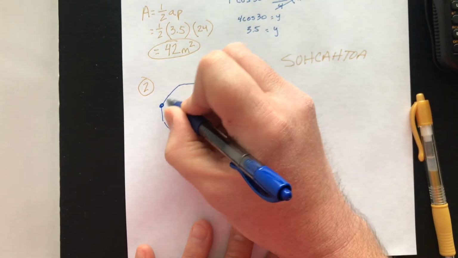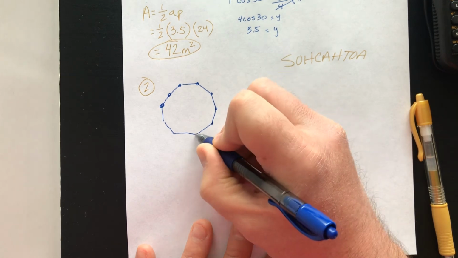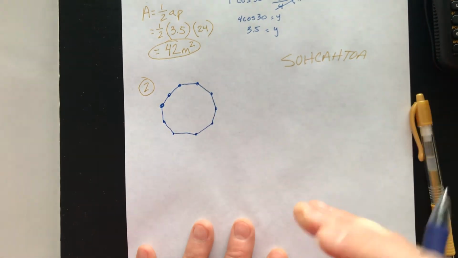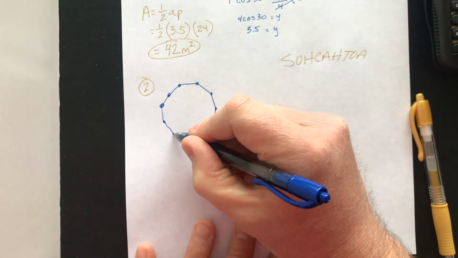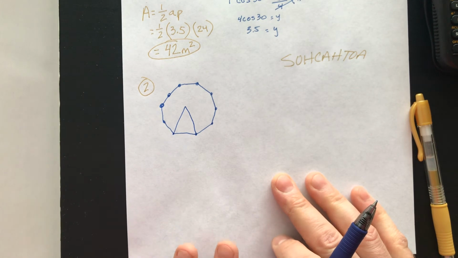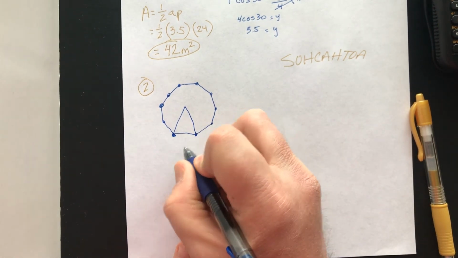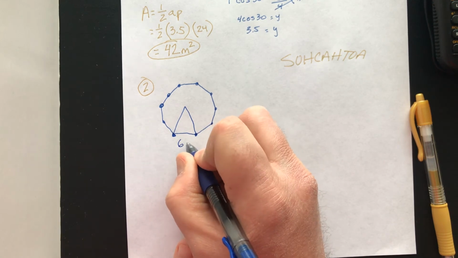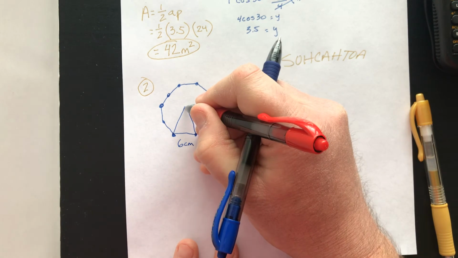I'm going to put the vertices just so you can see, like, here's all my sides. It doesn't matter what it looks like, because remember, I'm always focusing on that triangle right there. The piece of information that they give me is that the distance from here to here is 6 centimeters.